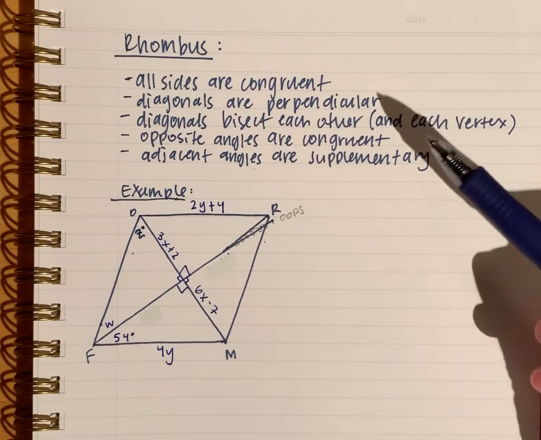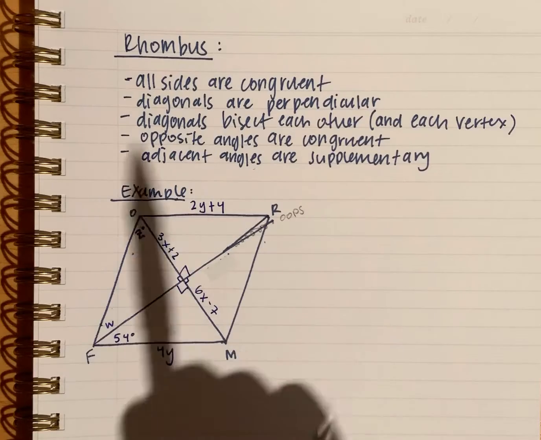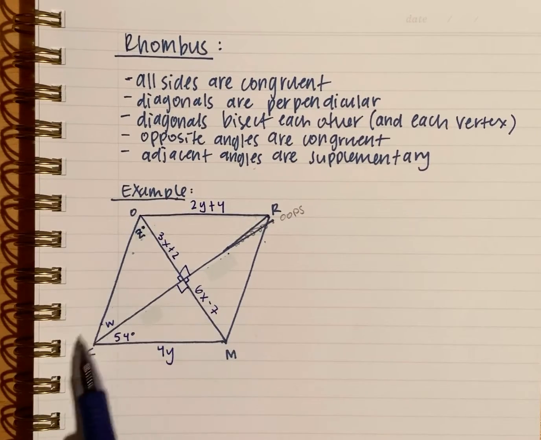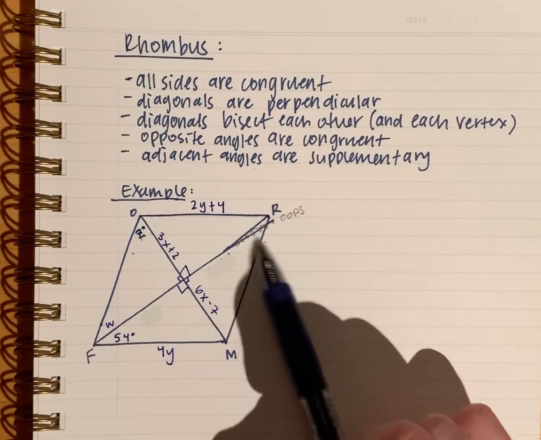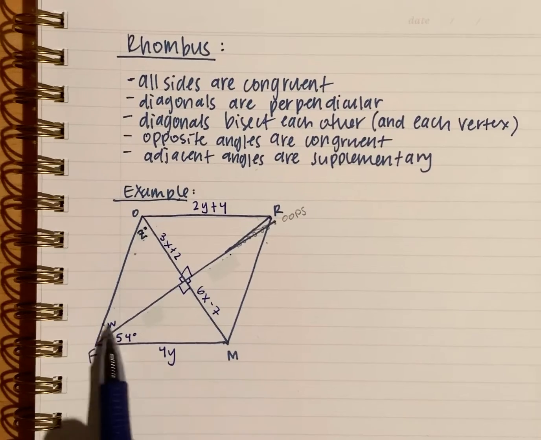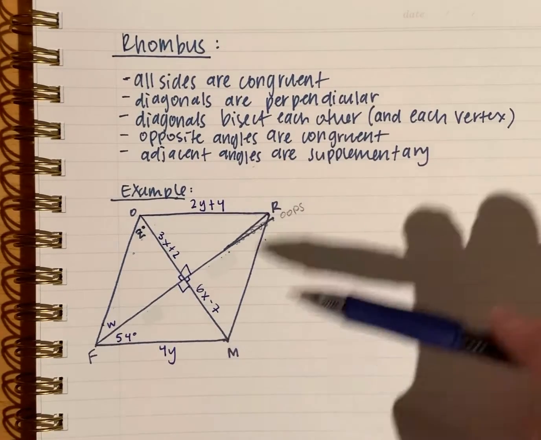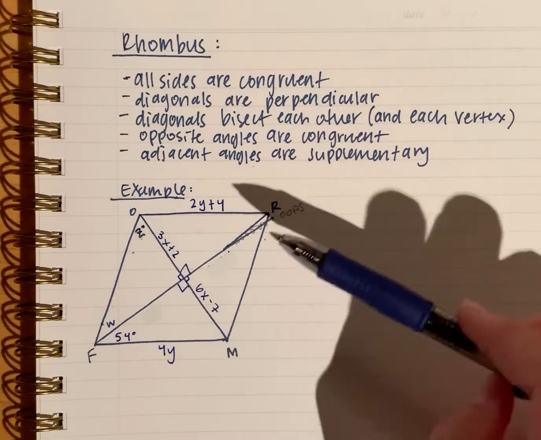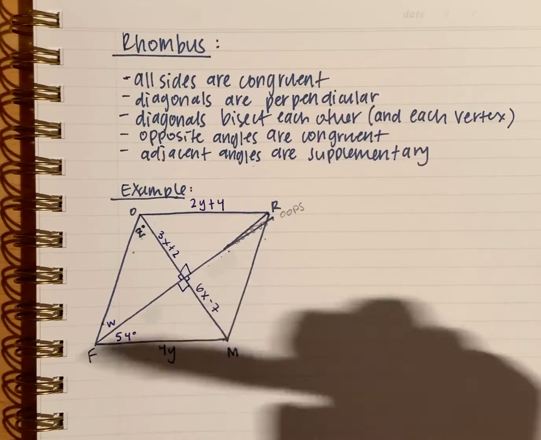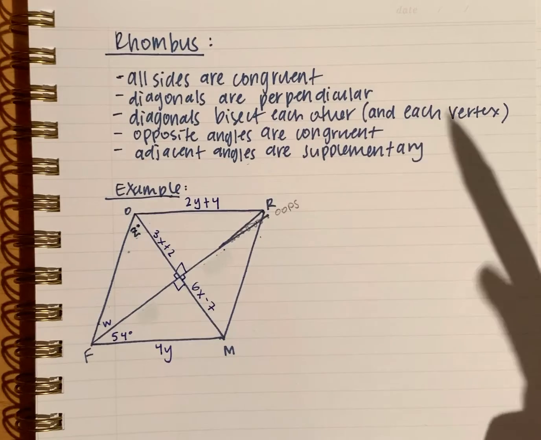We also know that opposite angles are congruent. So angle M is congruent, again, same measure, as angle O. We know angle F is the same measure as angle R. And lastly, we have adjacent angles are supplementary. So angle F and angle M add up to 180 degrees. M and R add up to 180, R and O are 180, O and F. Okay, supplementary angles are going to be your adjacent angles with a rhombus.